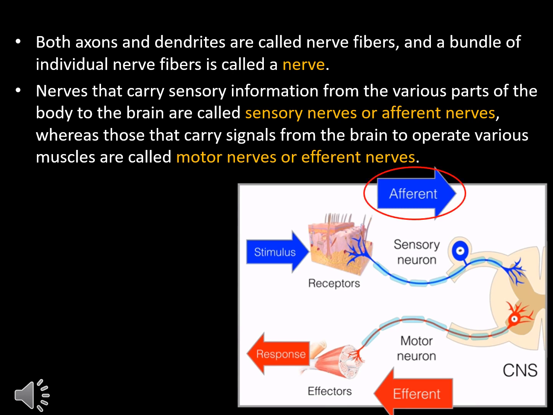Nerves that carry sensory information from various parts of the body to the brain are called sensory nerves or afferent nerves, whereas those that carry signals from the brain to various muscles are called motor nerves or efferent nerves.